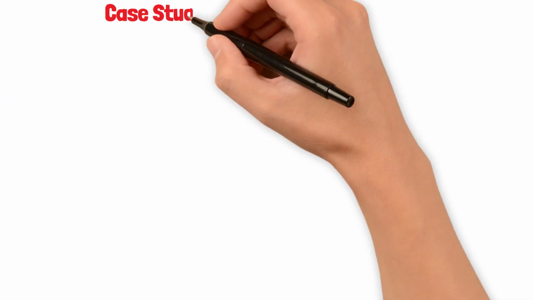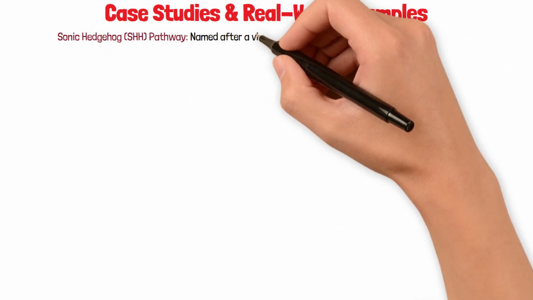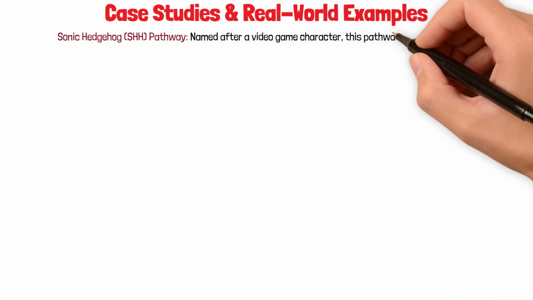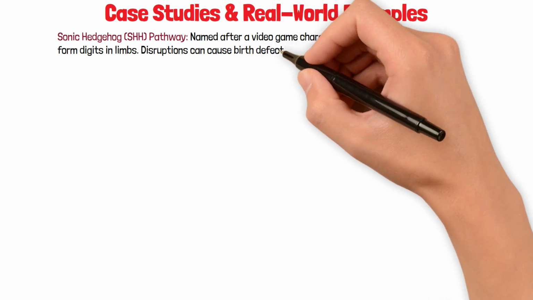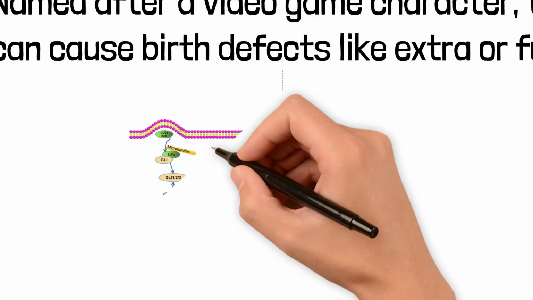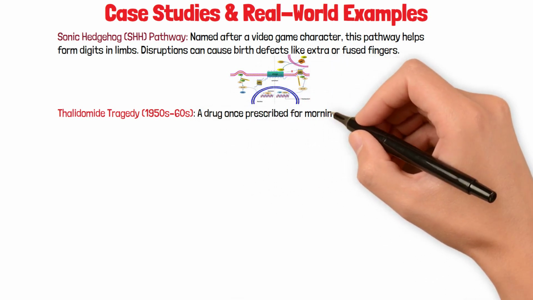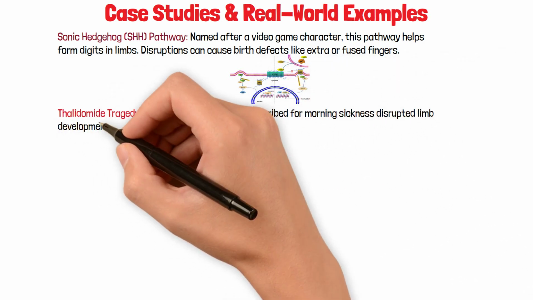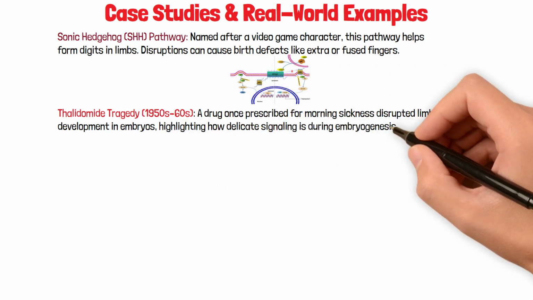Case studies and real-world examples. Sonic hedgehog, SHH pathway. Named after a video game character, this pathway helps form digits in limbs. Disruptions can cause birth defects like extra or fused fingers. Thalidomide tragedy, 1950s to 60s. A drug once prescribed for morning sickness disrupted limb development in embryos, highlighting how delicate signaling is during embryogenesis.